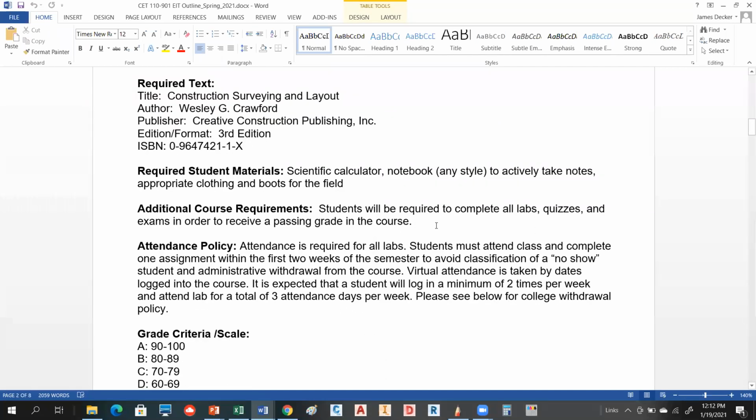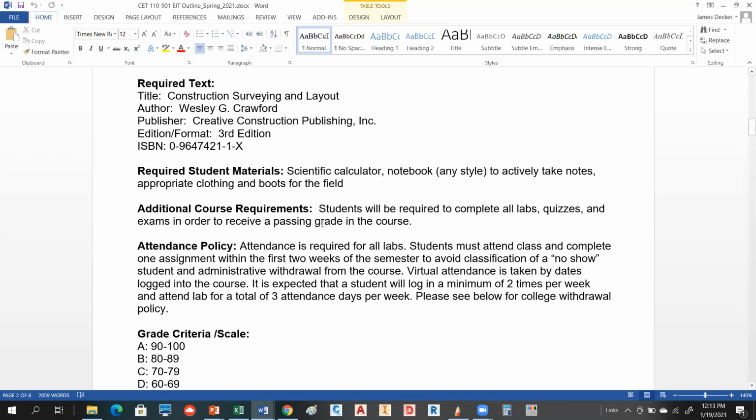All right, so additional course requirements. One of the things about this is that you are required to complete labs, quizzes, and exams in order to pass the course. So you're going to have about 6 or 7 labs that you'll be doing with lab reports, those kinds of things. That all has to be submitted. We'll have quizzes pretty much once a week, and then we'll have 3 or so tests. So all of that stuff has to go together for a grade.